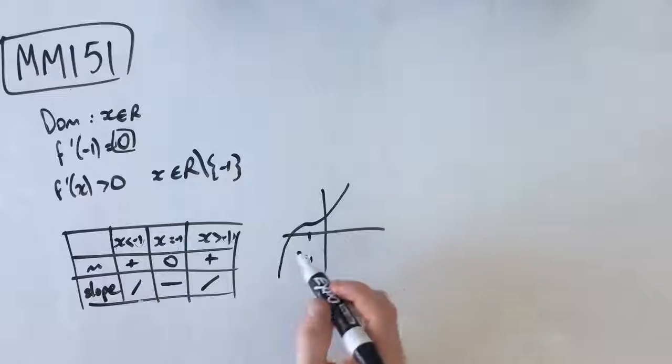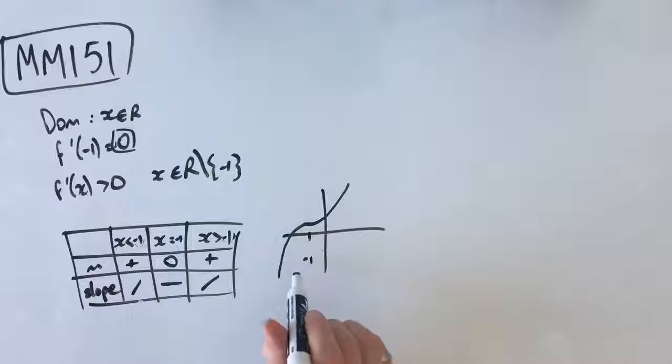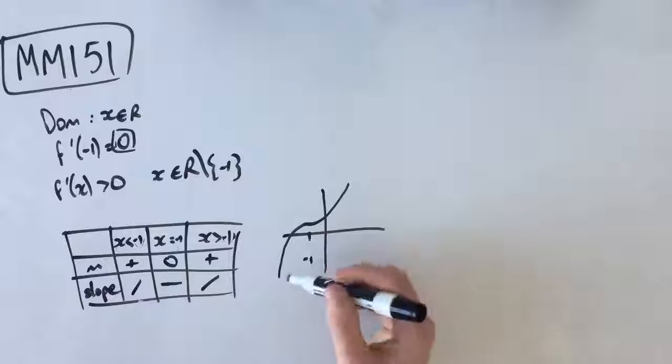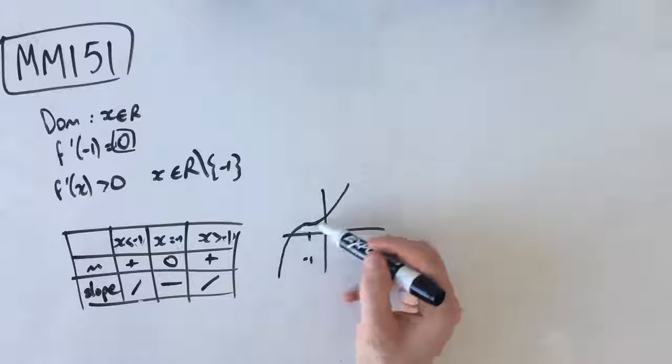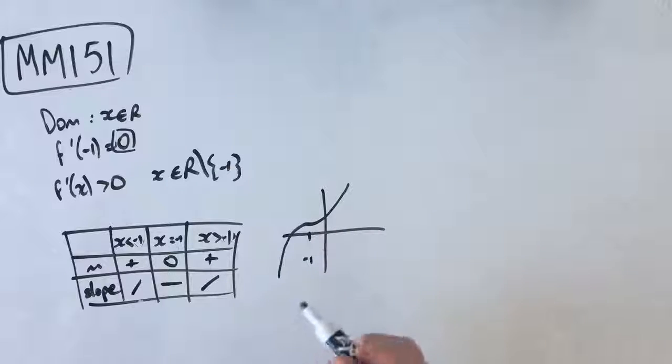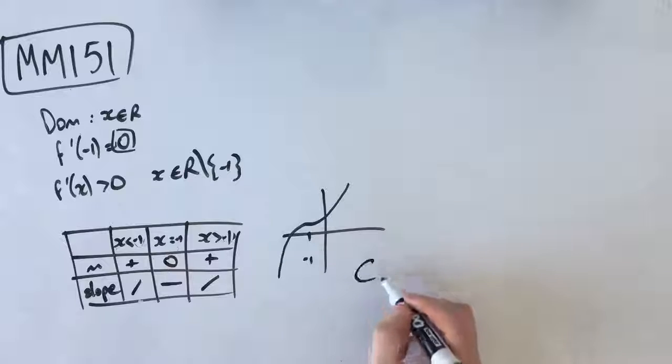Which means at x equals -1, we can say that we have a stationary point of inflection, because this is not a minimum, it's not a maximum, it's an inflection point. Which means that our answer is C.